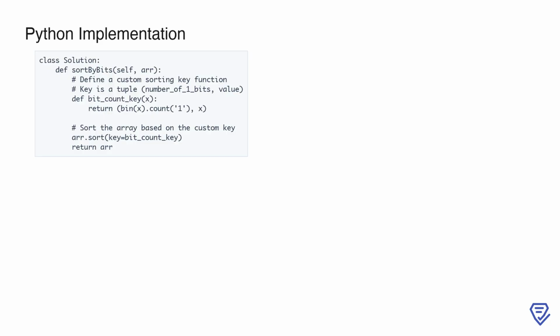This Python implementation solves LeetCode problem number 1356, Sort Integers by The Number of 1 Bits. The task is to sort an array of integers based on the number of ones in their binary representation, and for numbers with the same number of ones, sort them based on their numerical value.